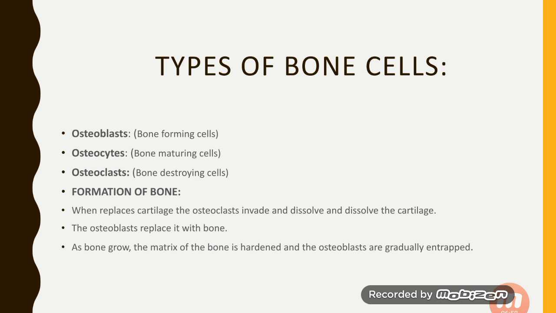Now, the second type of the bone cells are the osteocytes. They are surrounded by a matrix and they become the osteocytes. They maintain a healthy bone tissue by secreting enzymes and influencing bone mineral content. And they also regulate the calcium release from bone tissue into the blood.